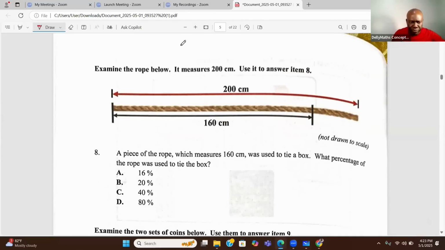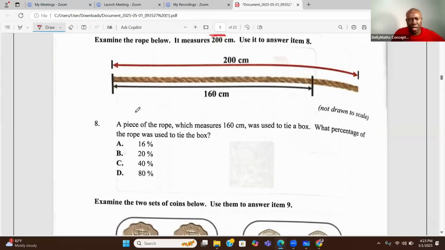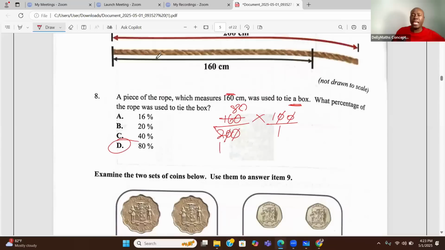So the next question says, examine the piece of rope. It measures 200 cm. Use it to answer item 8. A piece of rope which measures 160 was used to tie a box. What percentage of the rope was used to tie a box? Well, you could see it's going to be 160 out of 200, and you multiply this by 100 to turn it into percentage. You could cancel your zeros. These two cancel, and then 2 into itself 1 and 2 into 160, that's 80. You work it down, you'll get your 80% and you're gone.